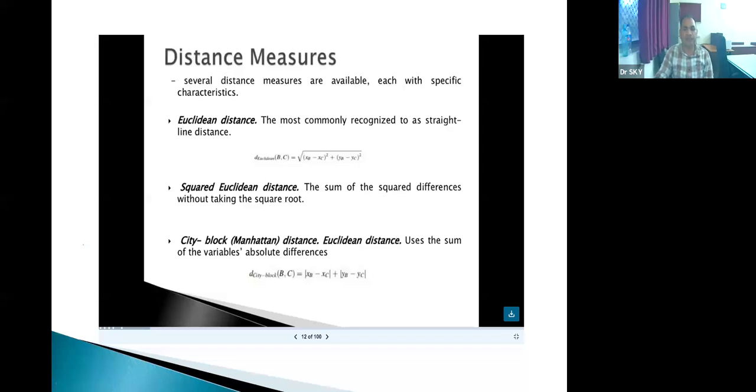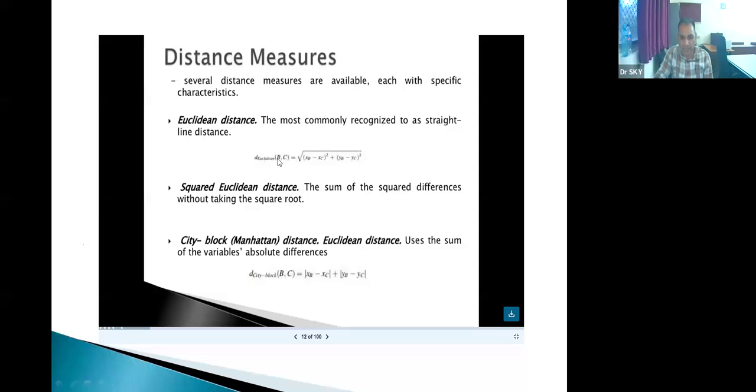Now we come to distance measure. So it is very clear that we are going to use distance measure in cluster analysis. Now we will discuss different cluster distance measures. Several distance measures are available, each with a specific characteristic. The first one is Euclidean distance, the most commonly recognized, referred to as straight line distance.